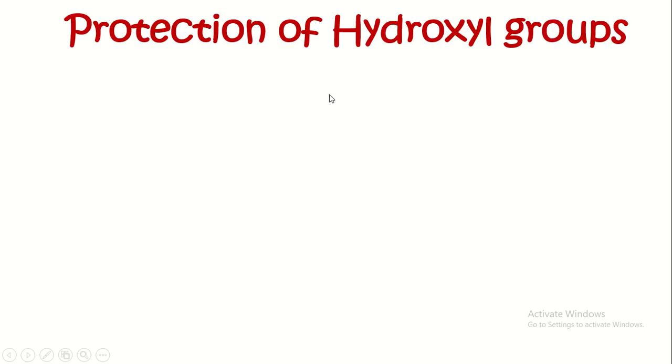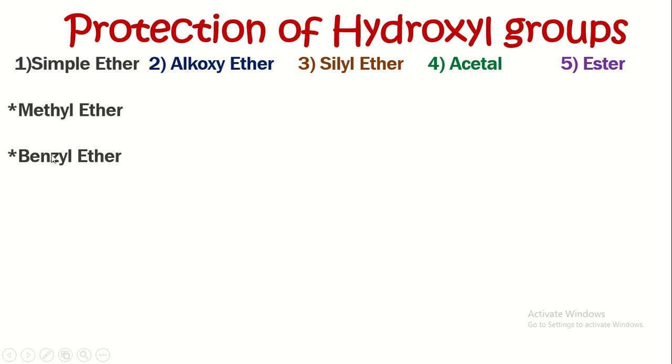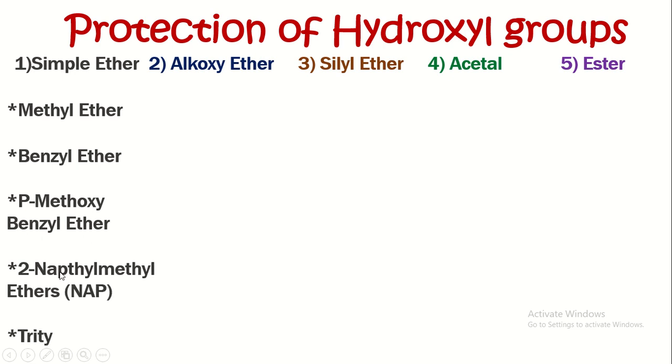The first is the protection of the hydroxy group. It can be done in a few ways. First, OH is converted into either a simple ether form, or converted into an alkoxy ether, or into a silyl ether, or into an acetal, or converted into an ester. In the case of simple ether, the hydroxy group is converted into methyl ether, benzyl ether, p-methoxybenzyl ether, 2-naphthyl methyl ether, or trityl ether.